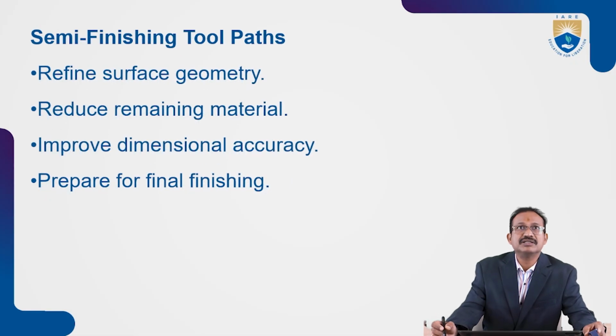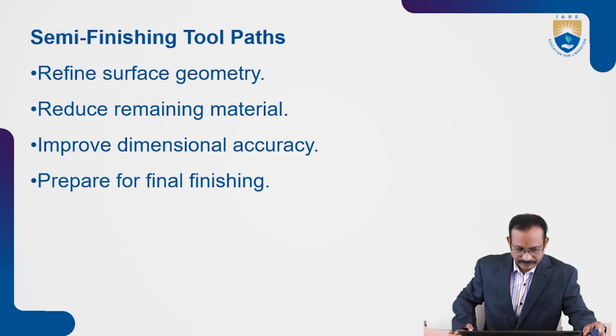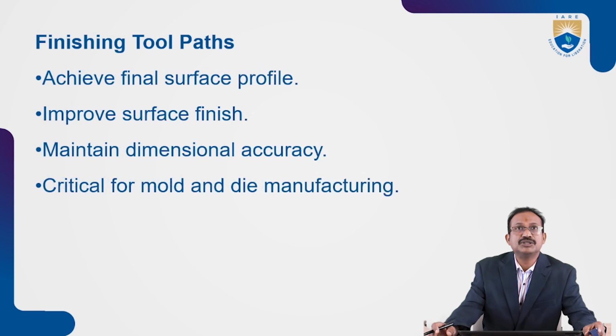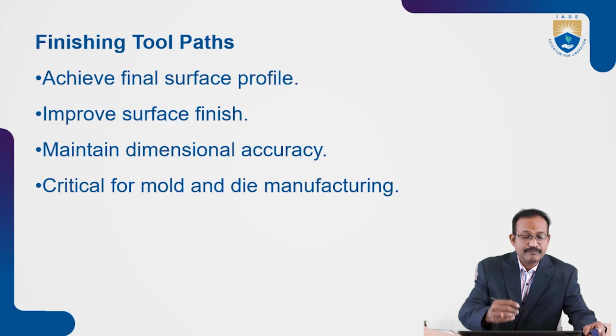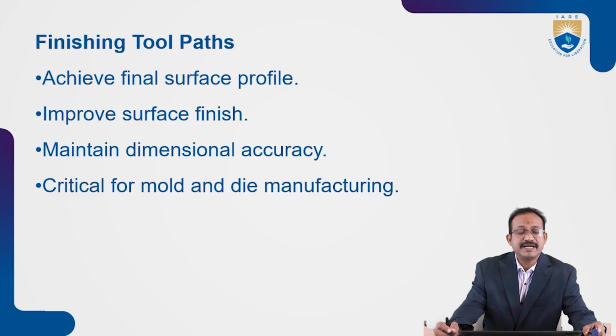Next, semi-finishing tool paths. Refine surface geometry, reduce remaining material, improve dimensional accuracy, prepare for final finishing. Finishing tool paths. Achieve final surface profile, improve surface finish, maintain dimensional accuracy, critical for mold and die manufacturing.